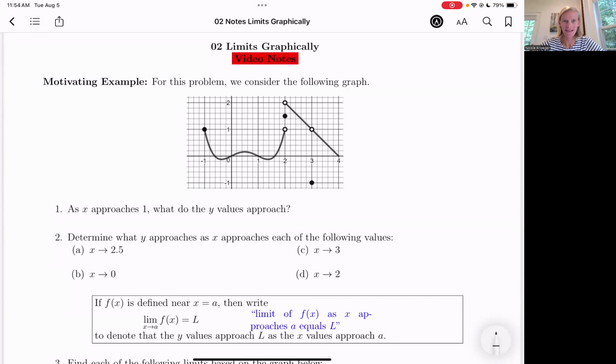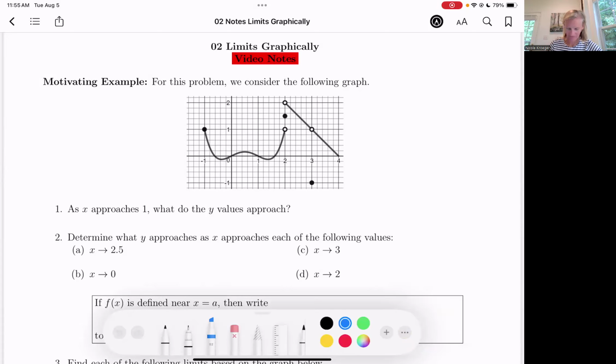So what we're going to look at today is we're going to work on looking at limits graphically. And so we need to know what a limit is first. So let's look at this graph. And I'm going to ask you a few questions that I want you to try and answer before you listen to me answering them. So first of all, as the x values get closer to 1, what does it seem like the y values are getting closer to?